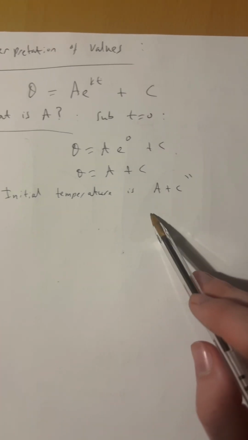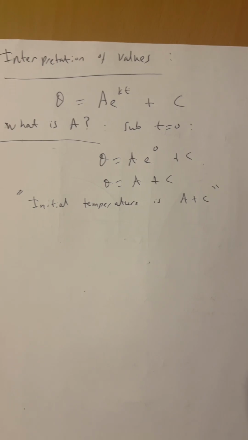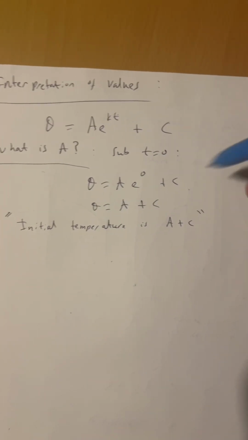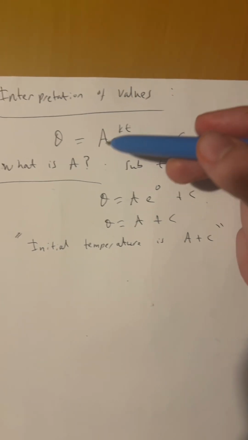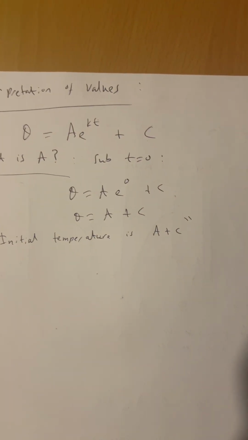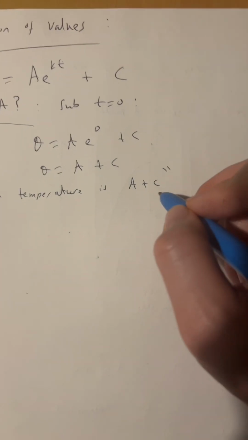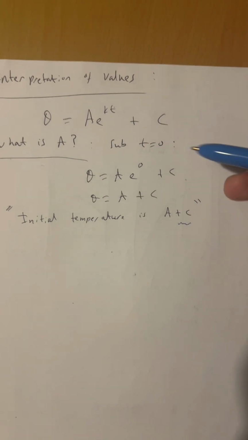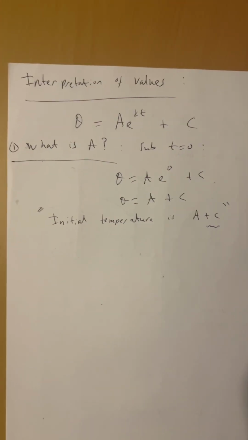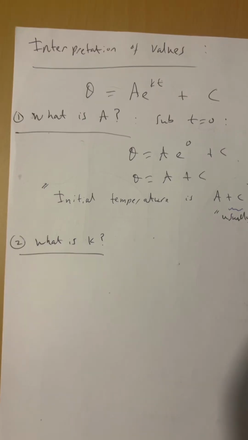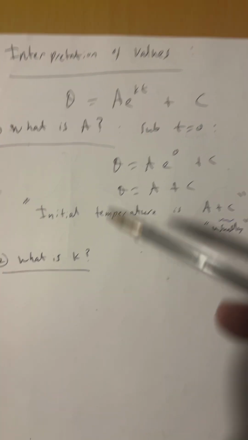So the interpretation of A plus C is the initial temperature. Now, usually with a lot of these questions, you don't have a C there. Usually it's just this part of the model without the C. So usually A is the initial temperature, usually that's 0. In this case, though, if you do have a plus C, then A plus C is your initial temperature. Now let's think about the interpretation of the value of K.